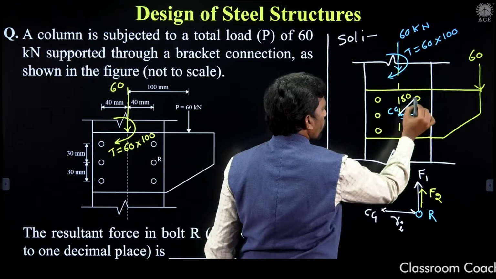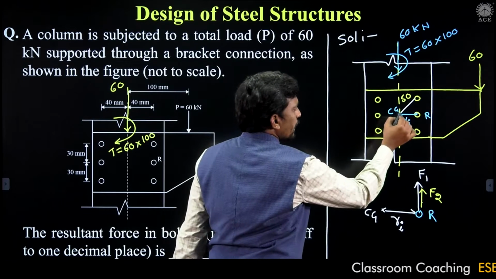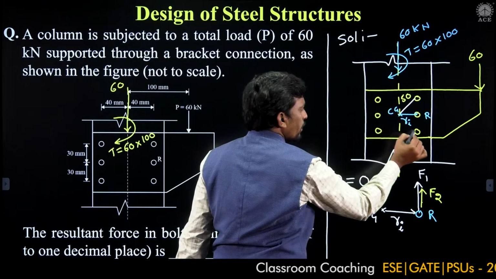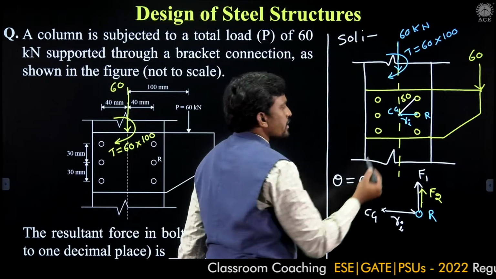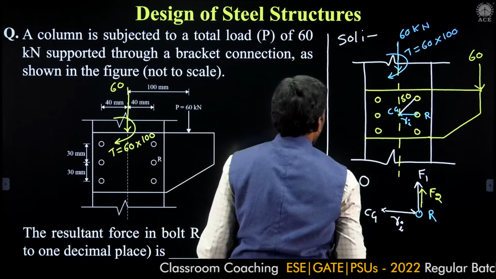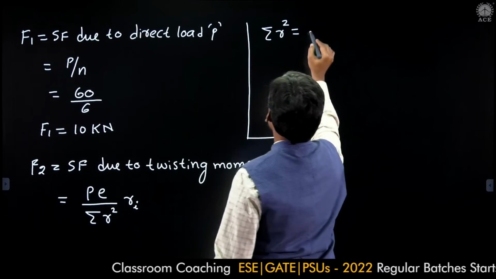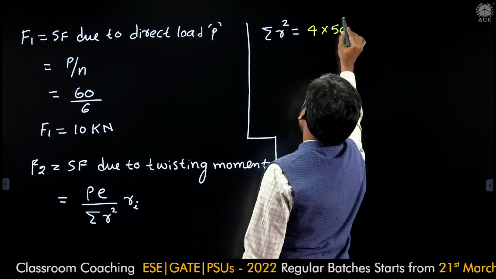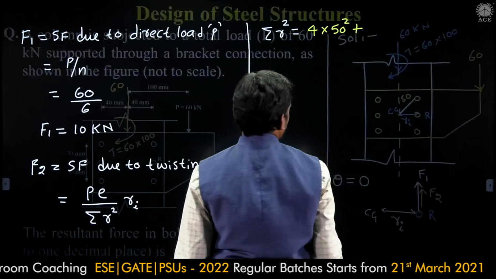1, 2, 3, 4. Yes or no? From center of gravity to this bolt 50, from here to here 50, here to here 50. How many 50 radial distances are there? 4. Then here, 4 into 50 square.